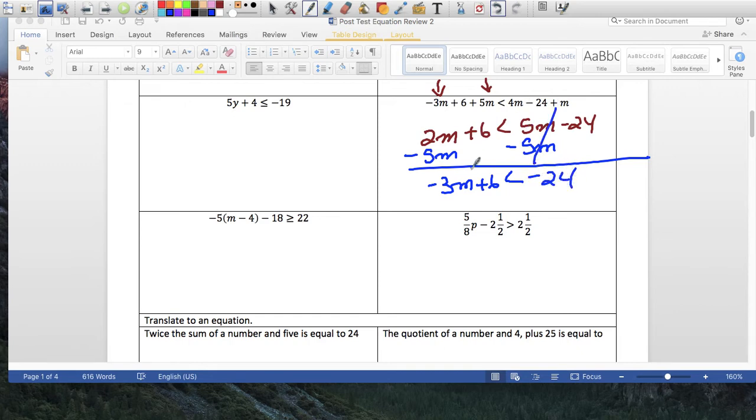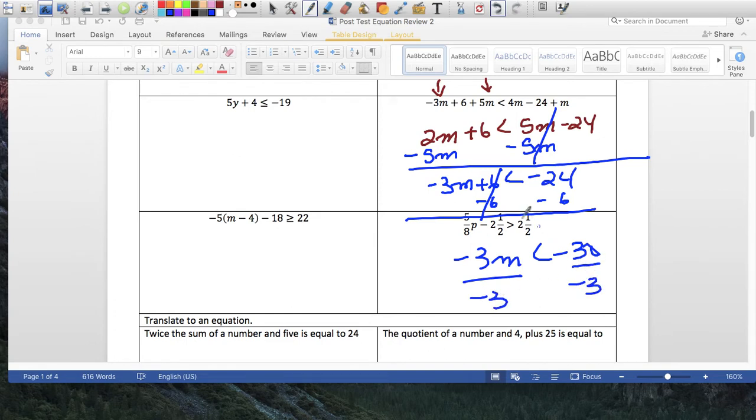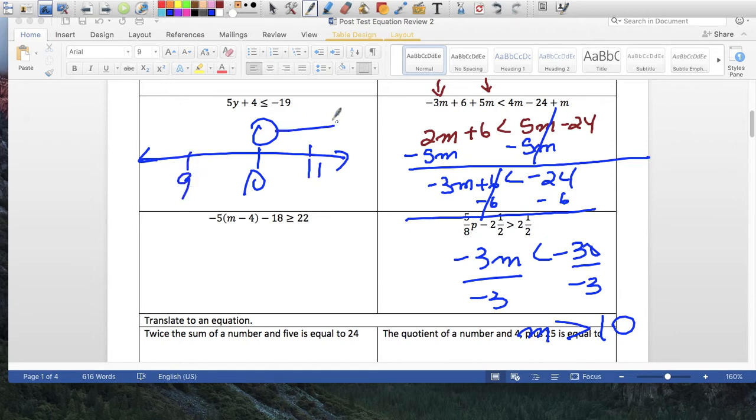I will do now minus 6, minus 6. The 6's will go. I'm left with negative 3m less than negative 30. Divide by negative 3, divide by negative 3. So remember, when you divide by a negative number, you have to switch the inequality to the other side, and negative 30 divided by negative 3 is 10, so m is greater than 10. We're not going to shade it, and we need a number that's greater than 10, and numbers greater than 10 are on this side.